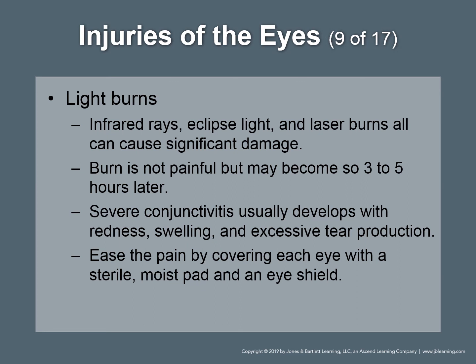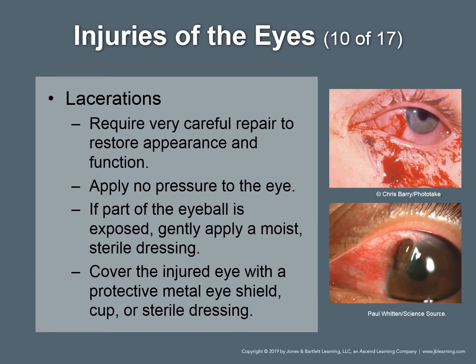Severe conjunctivitis usually develops with redness, swelling, excessive tear production. Same concept with a burn, your eye gets really inflamed. Ease the pain by covering each eye with a sterile moist pad and an eye shield. You want to shut the light off. The light will cause more pain, and rapidly transport them to a hospital that can take care of them.